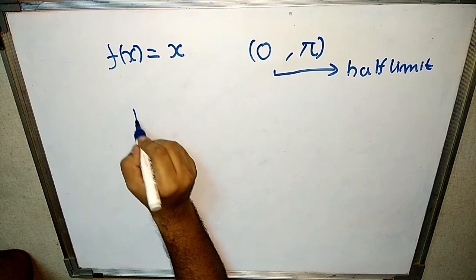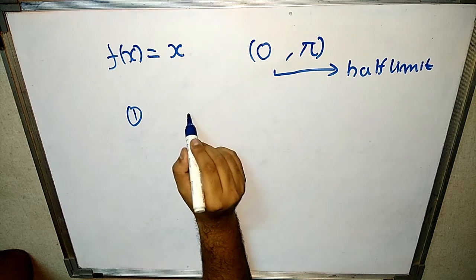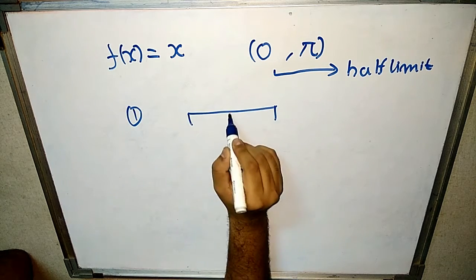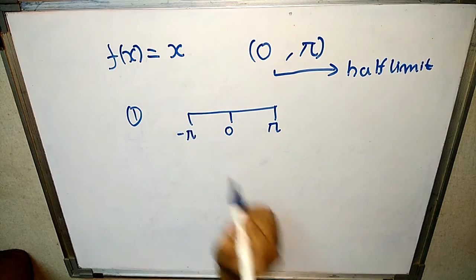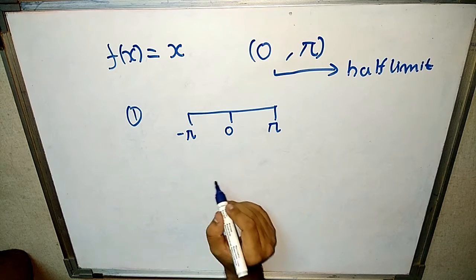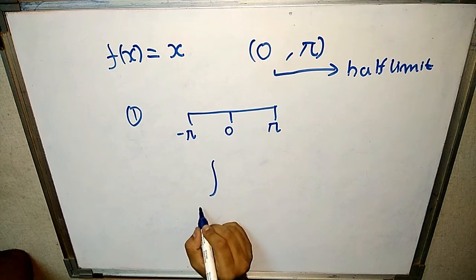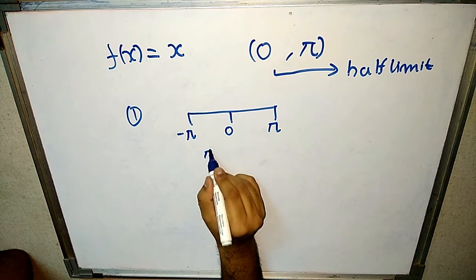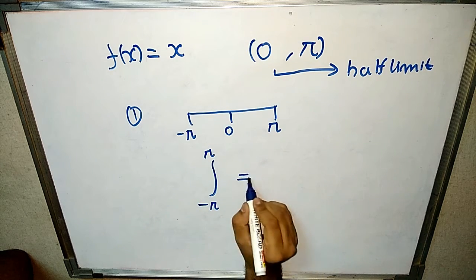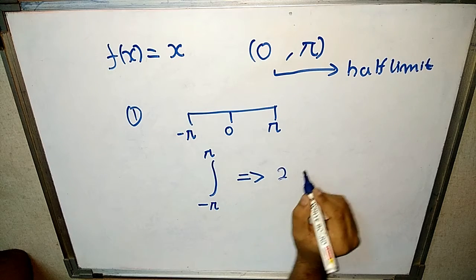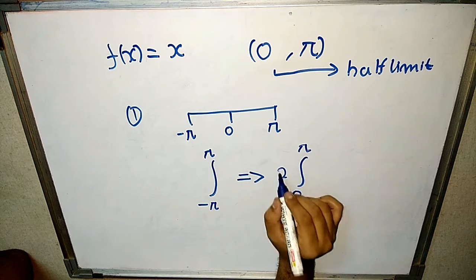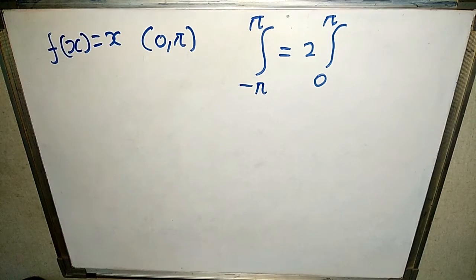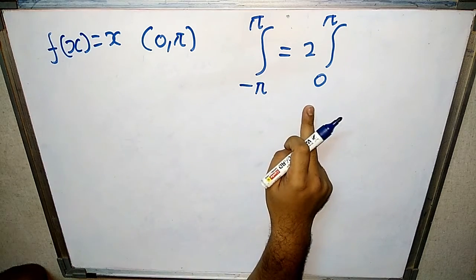So first step, make half limit as full limit. That is, this is our given half limit and we make it full limit. So we get full limit as minus pi to pi, which is equal to 2 times 0 to pi. So now we know how to make the half limits as full limits.